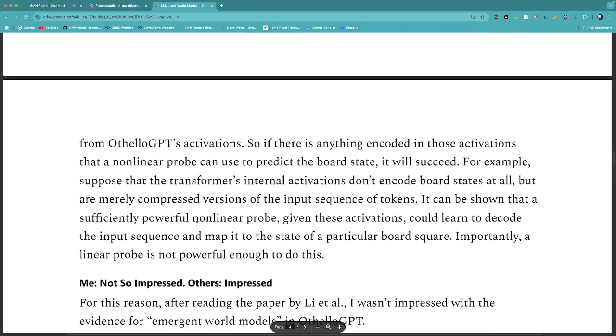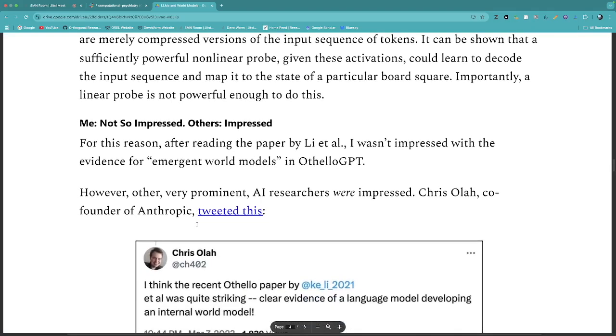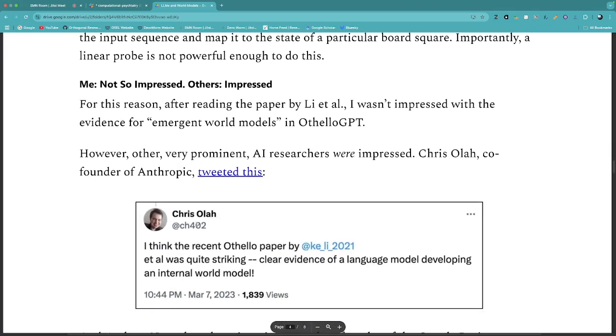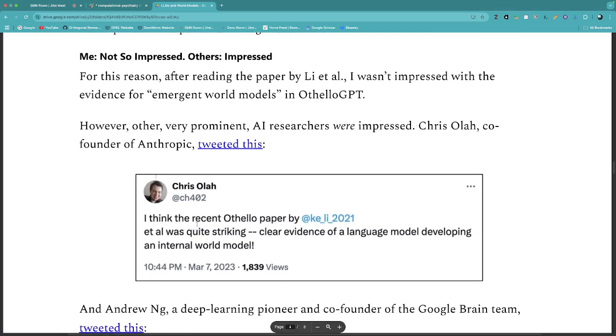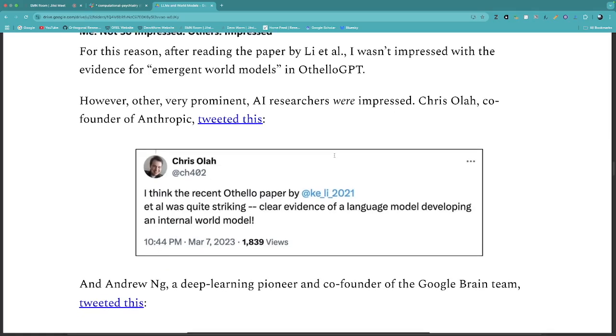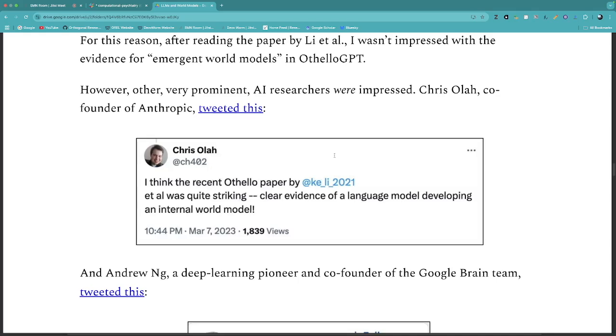So this is some evidence for emergent world models, and it's not really clear if that's good evidence or not. Some people were impressed, some people weren't impressed. I think we obviously saw that there's a split in this, and a lot of that involves preferences and bias. So Chris Olah on social media said, I think the recent Othello paper was quite striking, clear evidence of a language model developing an internal world model.